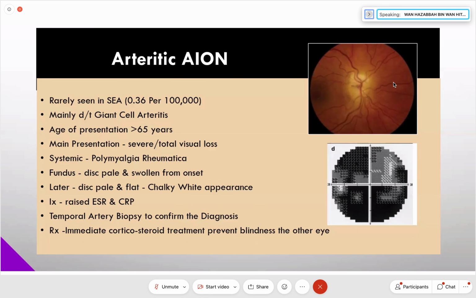Okay. So in terms of arthritic, this is very rare, like I told you before, mainly due to GCA, common age presentation more than 65 years old.